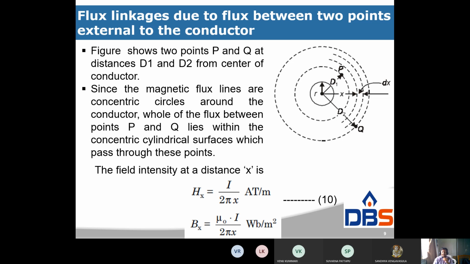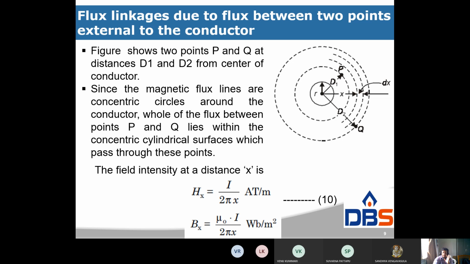So now go for the external flux linkages, occurring in the external, not internal. So this is the conductor, right? This is the conductor. Just observe, this is the conductor with a radius of r, right? Last time we discussed the internal flux. That's why r is the radius of the conductor total. But here this is the conductor. Now flux will be external. You have to calculate the flux linkages external or outside of the conductor.